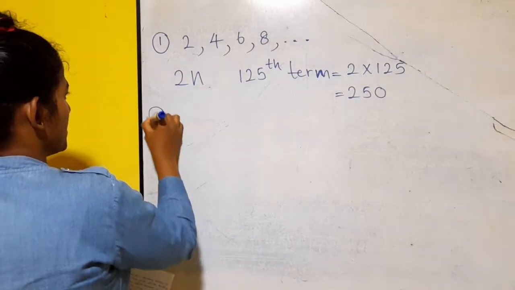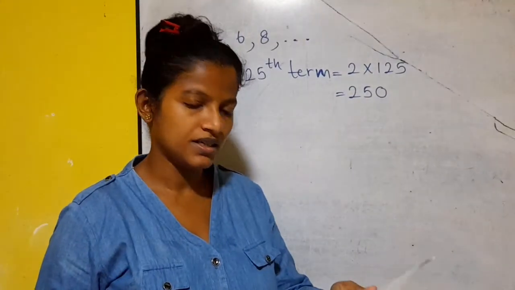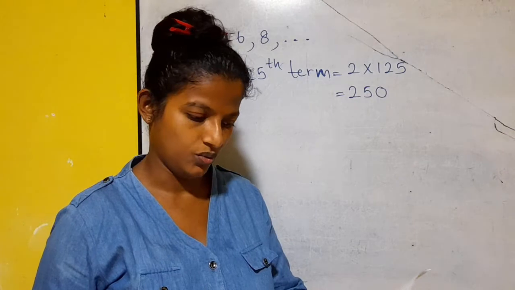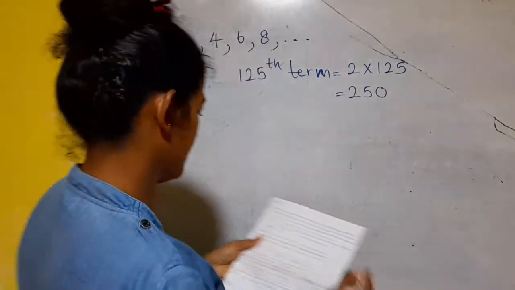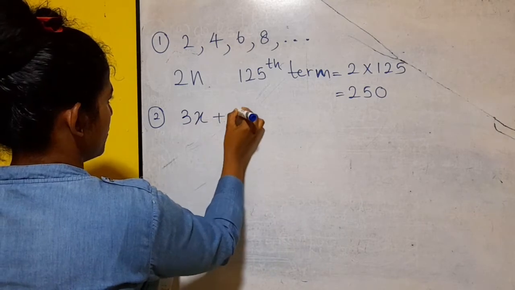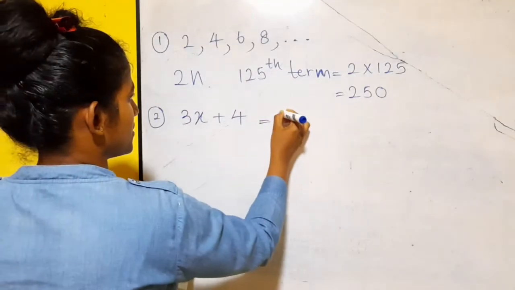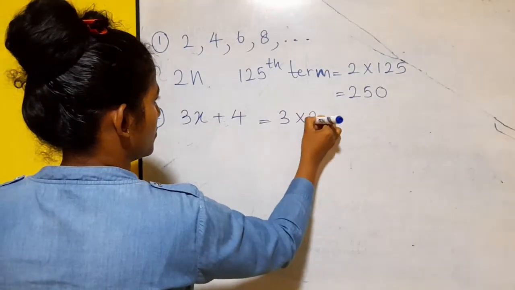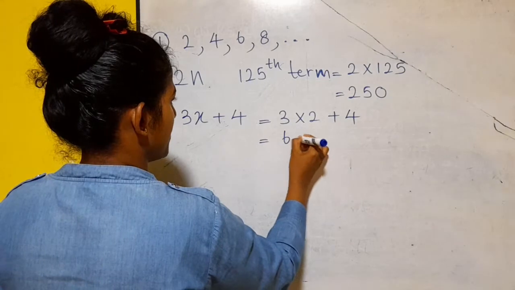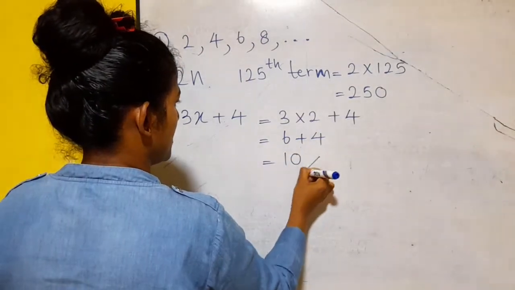Then second question. Find the value of 3x plus 4 when x is equal to 2. How to find that? The algebraic expression is 3x plus 4. We have to substitute 2 for x here. 3 into 2 plus 4. That is 6 plus 4 equal to 10. This is the answer.